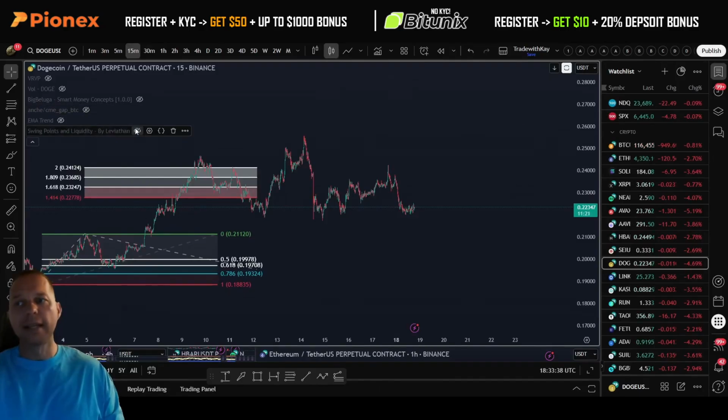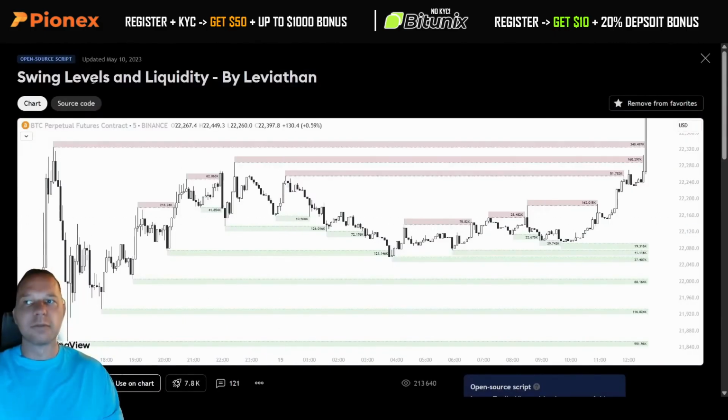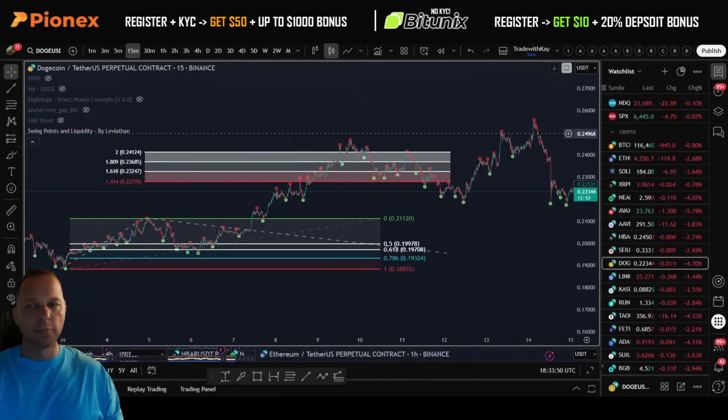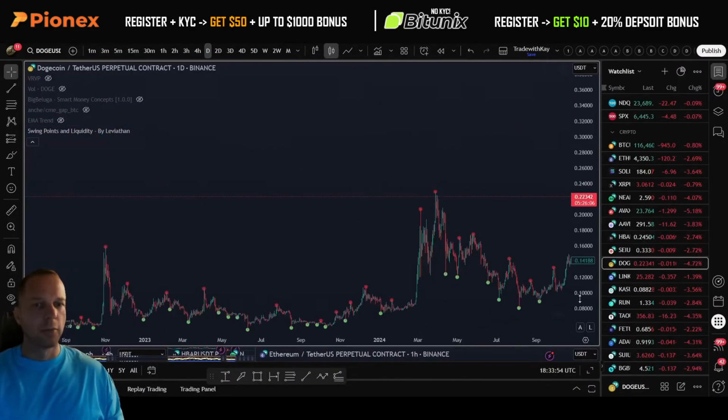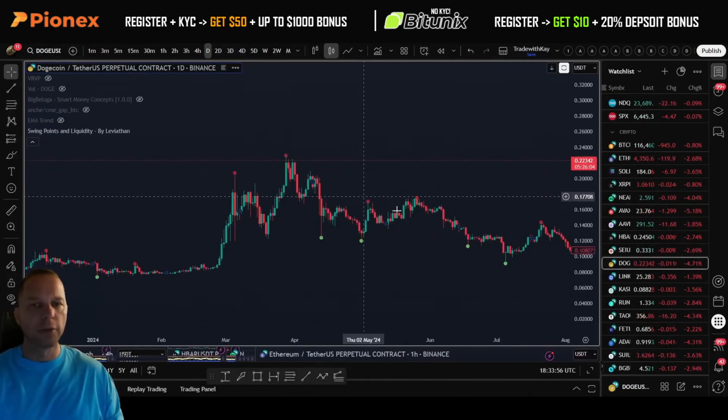So which indicator, as I showed in the last video with the sniper entries, I'll go into that again, about the script, so let's go in here. This is swing levels and liquidity by Leviathan. And it can show you, if you might not see it that clearly on the chart yourself, just go into my daily chart. Where are the swing high and swing low levels?